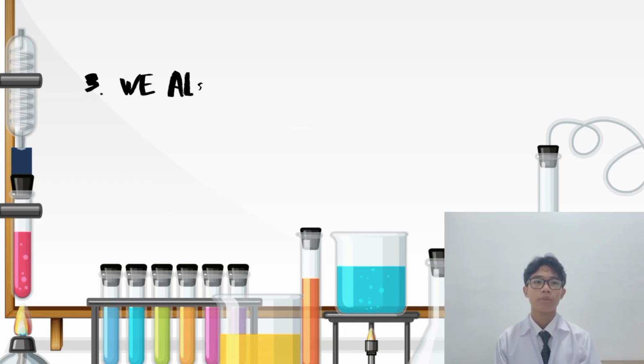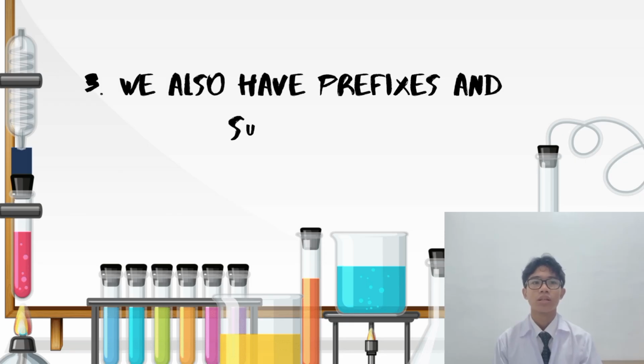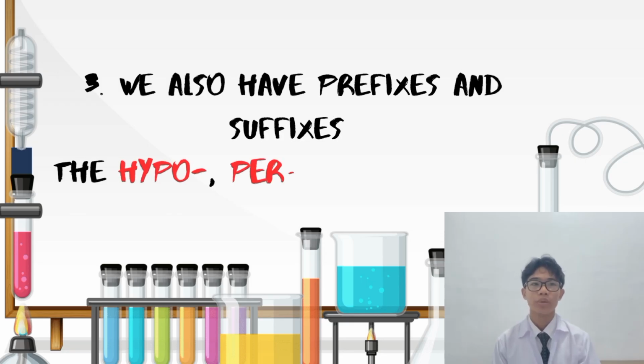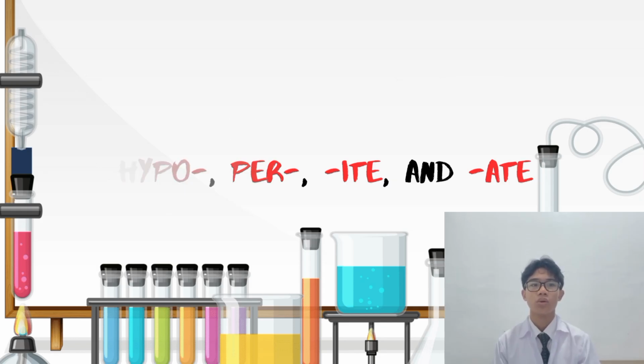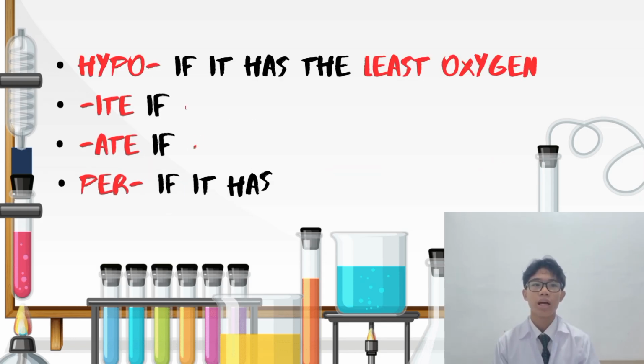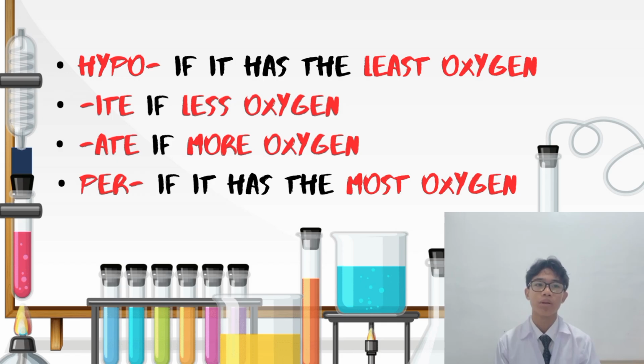We also have prefixes and suffixes. The prefixes hypo and per and the suffixes ite and ate. So we use the prefix hypo if it has the least amount of oxygen. The suffix ite if it has less oxygen, and the suffix ate if it has more oxygen. And then we use the prefix per if it has the most oxygen.